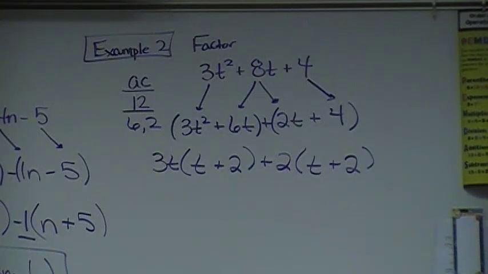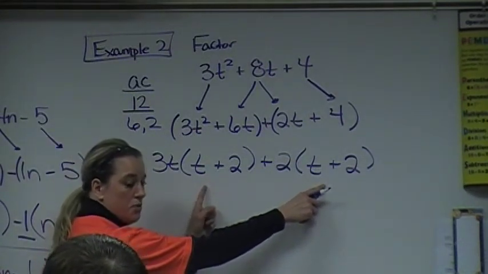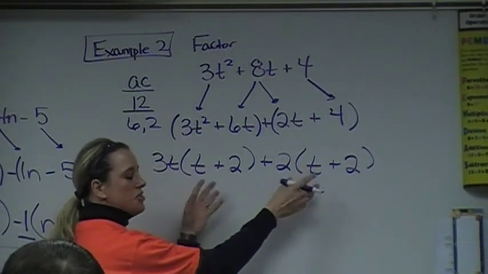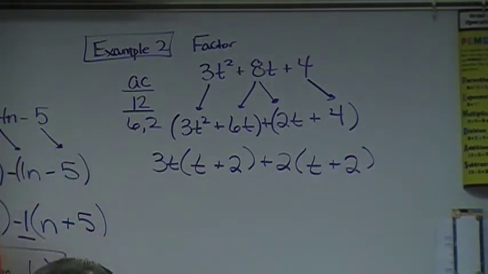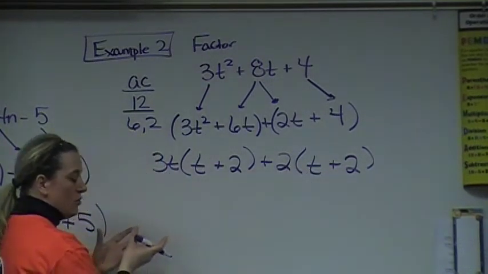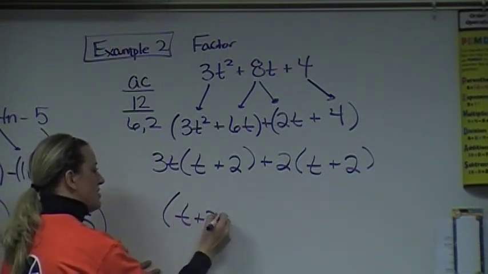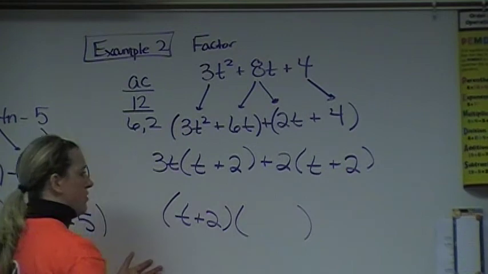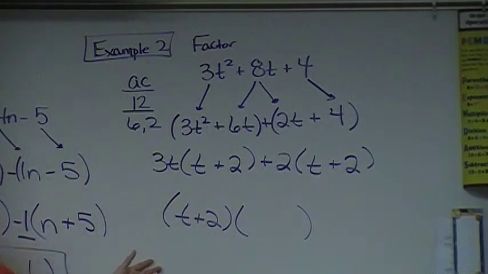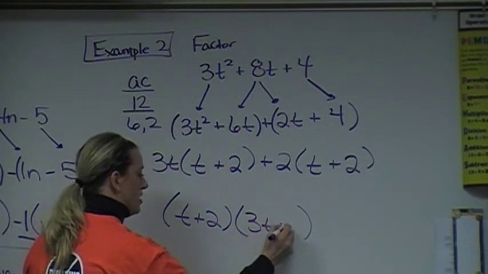Okay, now tell me what should be the same? The t plus 2, right? Do we notice that these 2 are the same? Is that what we want? We better. We have to make sure that those 2 binomials are the same. If they're not, then we have to go back and reevaluate what we did, because these should be common binomial factors. So we're going to pull this out. We're only going to pull out one of them. So if we pull out t plus 2, what is left outside of our common binomial factors? 3t plus 2. And we just factored that.